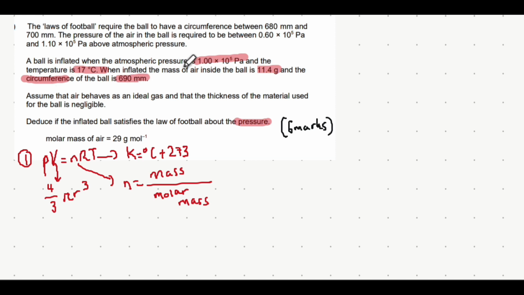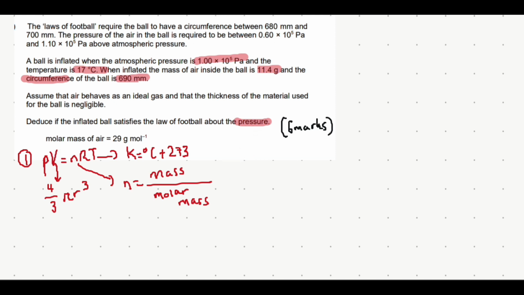We're going to subtract atmospheric pressure from it, and it should be a value between 0.6 times 10 to the 5 and 1.1 times 10 to the 5. Let's do that then. I've given a prompt here of which equation to use and some of the more difficult parts of this question in case you wanted to have a go. But we're rearranging for pressure here.